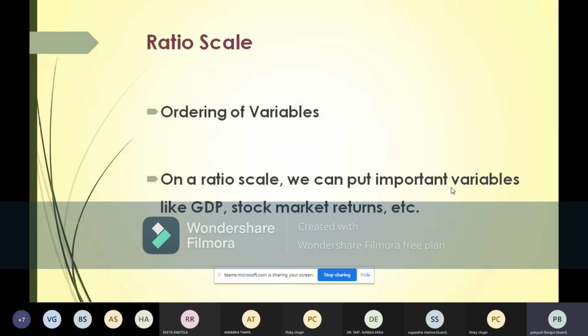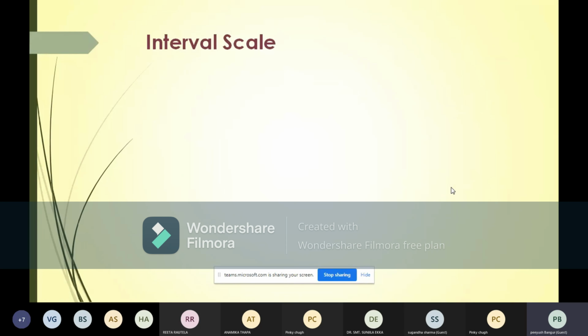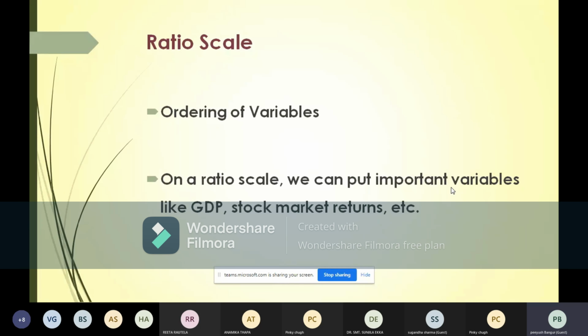Now, on a ratio scale, we can put important variables like GDP and stock market return. So core secondary data comes under the ratio scale, more or less. And one more thing I want to clear: you can do research in econometrics by two scales only. Number one, the ratio scale, and the second one is the interval scale. Apart from these, other scales are not possible in econometrics tooling.